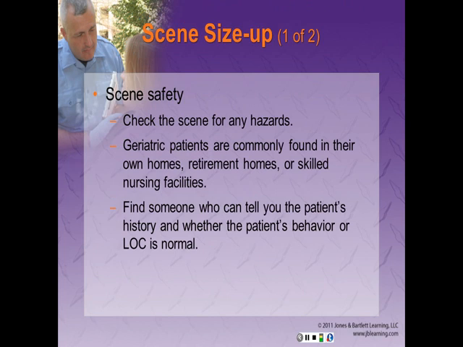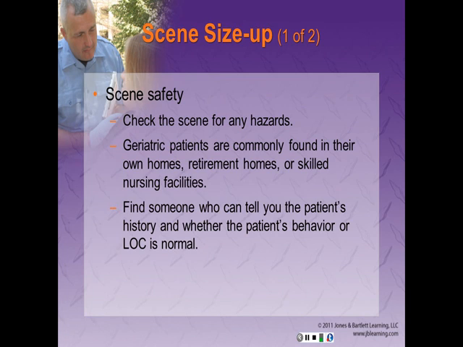We always check the scene for any hazards. Geriatric patients are commonly found in their own homes, retirement homes, or skilled nursing facilities. You should remember that many older people today are able to live alone, and access to them may be hampered in cases in which the patients have conditions that prevent them from getting to the door. Sometimes we may need to request the assistance of the police or the fire department. Many older people try to maintain their independence as long as they can, and you need to take note of any negative or unsafe environmental conditions.